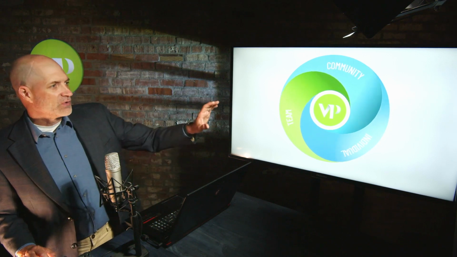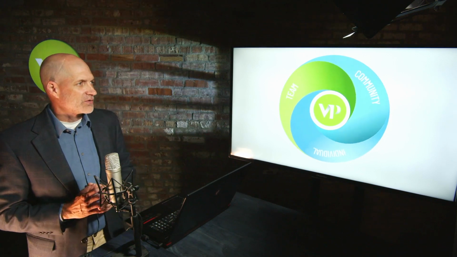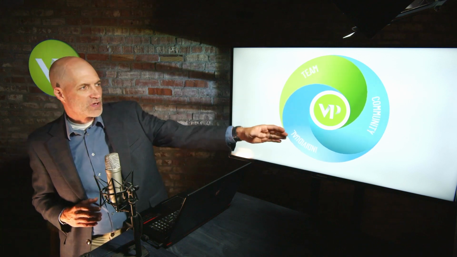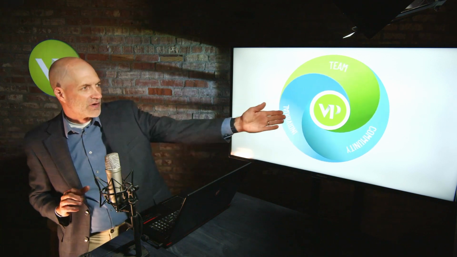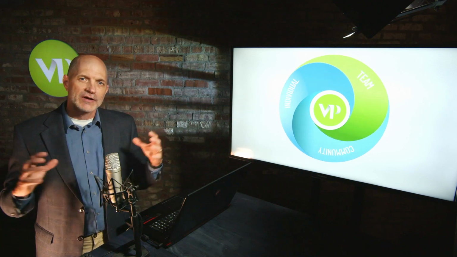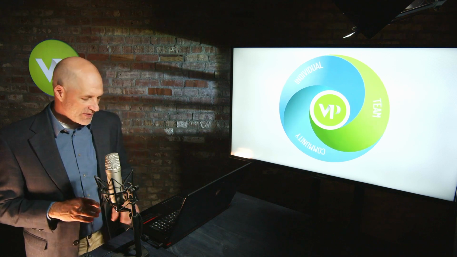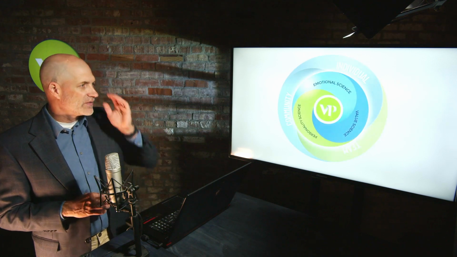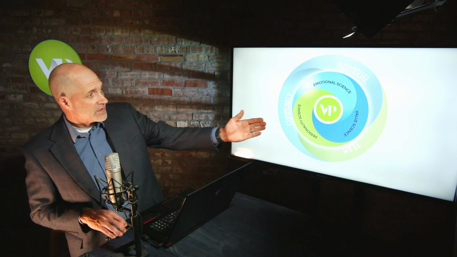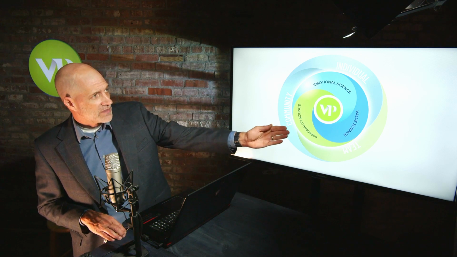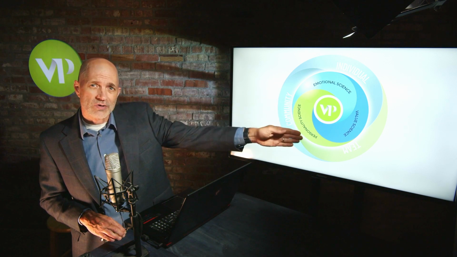As we have been discussing, you've got your 3 stakeholders of the individual, the team, and the community. They're all held together by valuing people. They're drawn around the orbit of valuing people. And that is empowered by these 3 science areas. We've covered personality science, emotional science, and now we're into the final phase of talking about value science.